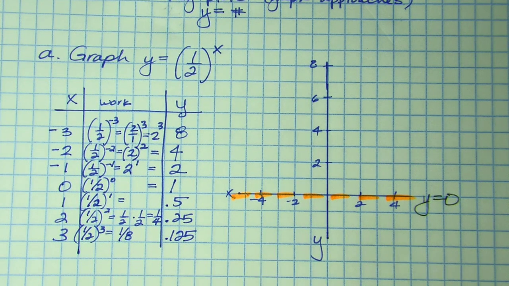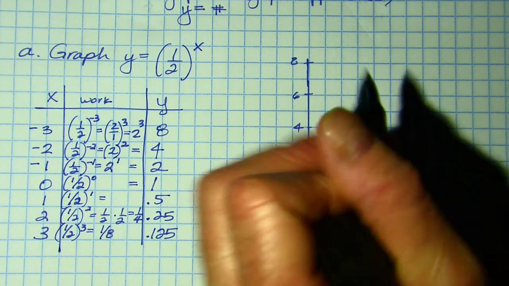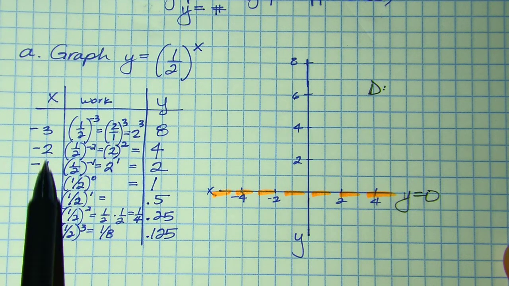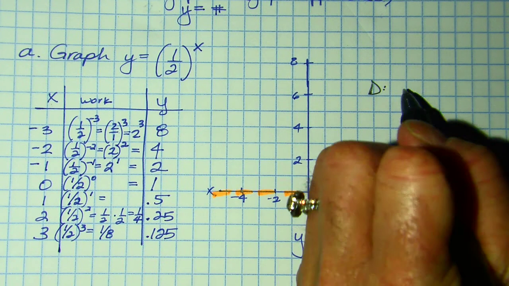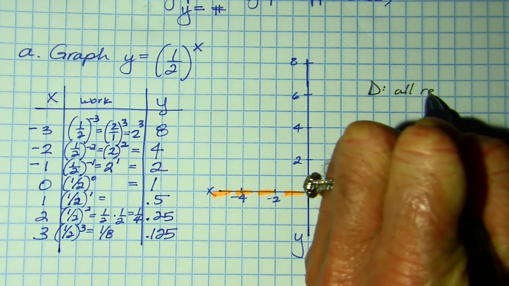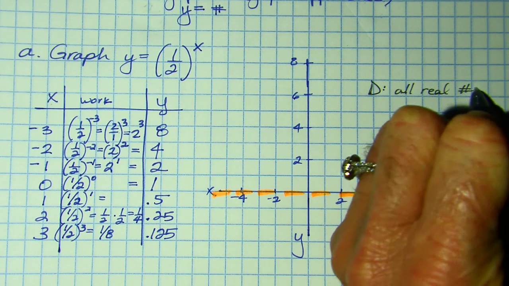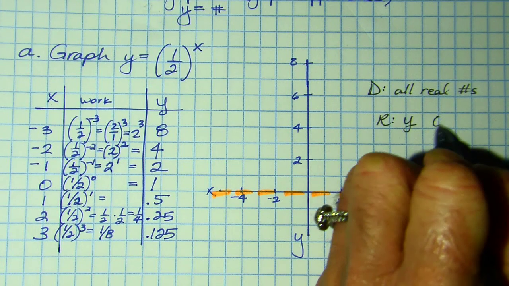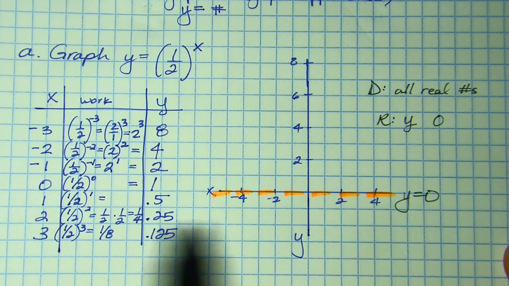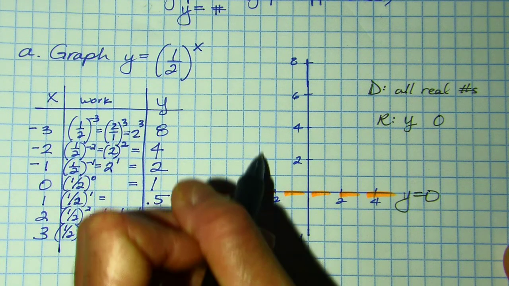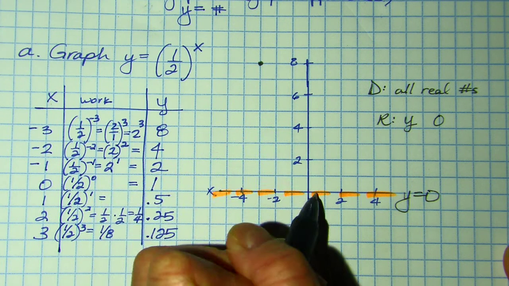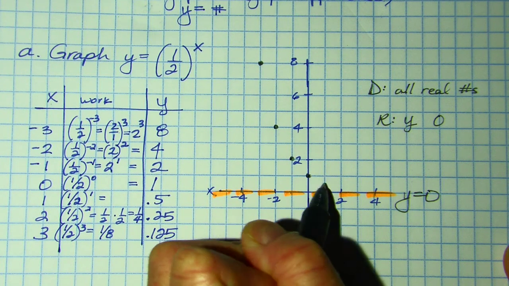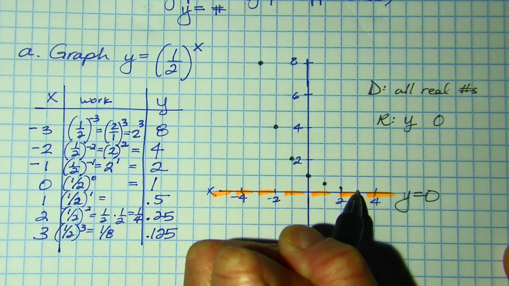So my asymptote is at y equals 0. That is going to affect my domain and range, and we can do that without even graphing it. My domain, I can plug anything in for x, so my domain is all real numbers. My range, however, is going to be limited to where my asymptote is. So if we were to plot these points: -3, 8; -2, 4; -1, 2; 0, 1; 1, 1/2; 2, 1/4; 3, 0.125.